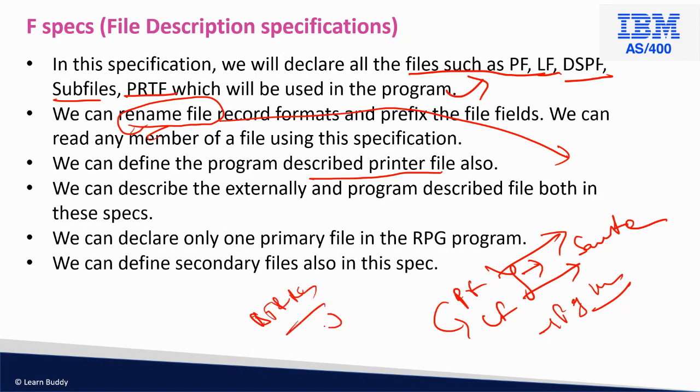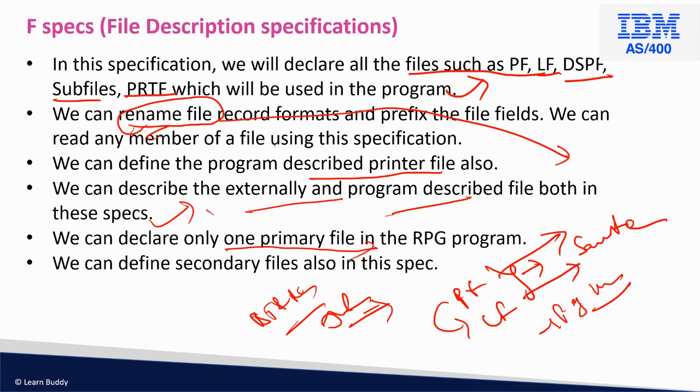We usually define the printer file by using the CRTPRTF command, and you can declare that printer file. Apart from that, you can also declare the program described file here, which means the structure of the printer file within the program itself. We can describe both the externally described and the program described specification. We can declare only the primary file.